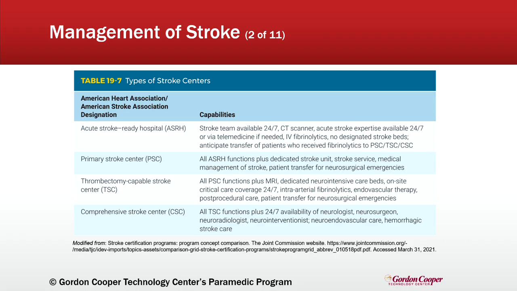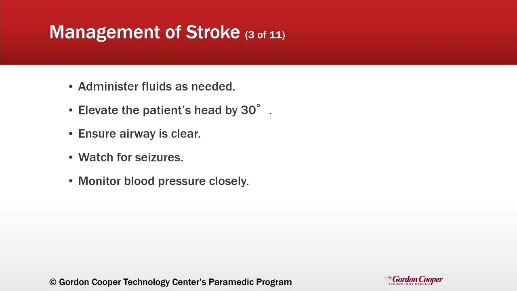But remember, if you're having to make a choice between destination and time, choose time over destination for most cases, because taking them to a thrombectomy capable stroke center versus driving an extra 2 hours to get to a comprehensive stroke center, obviously take them to the closest one, the thrombectomy capable one. So make sure that when you're making those decisions, you're making them with the time factor in mind.